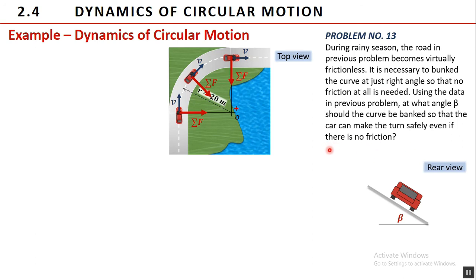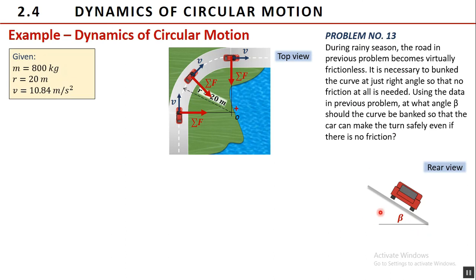In the previous problem, if there is no friction, the car cannot negotiate the unbanked curved road, no matter how slow the car moves. So engineers found that one of the solutions is to bank the road at a certain angle. This angle is called the banking angle.